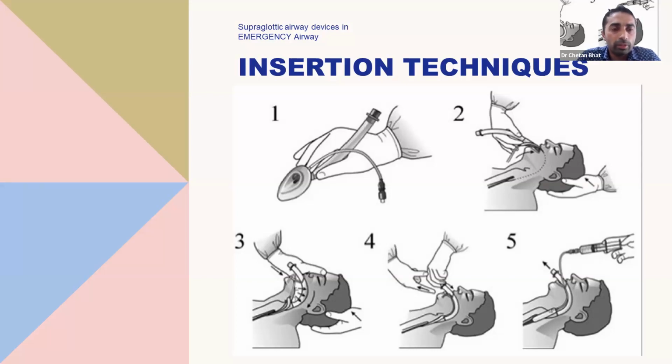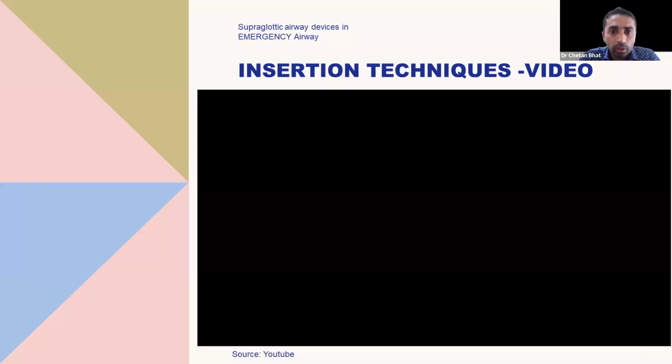The volume of air that is required for LMA sealing depends on the size. Generally, it is mentioned on the LMA itself, how much cuff air is required. So for size 3, it is around 20 and size 4, it is 30 ml. So based on that, plus or minus, based on how effective the seal is, you can easily seal the LMA cuff. So this is one of the videos.